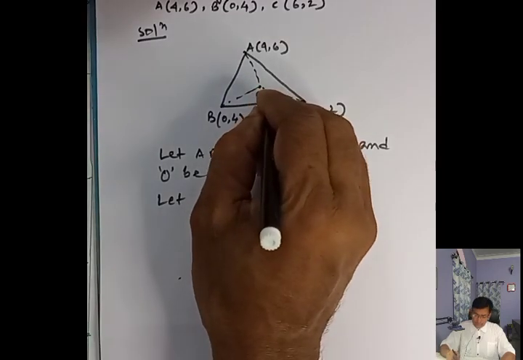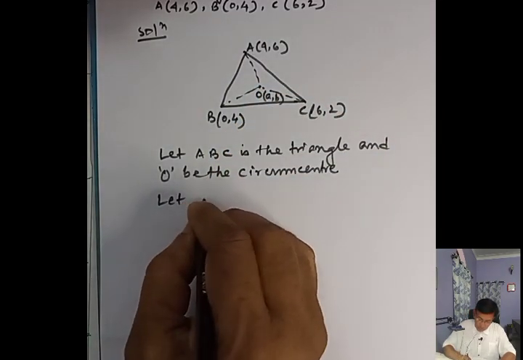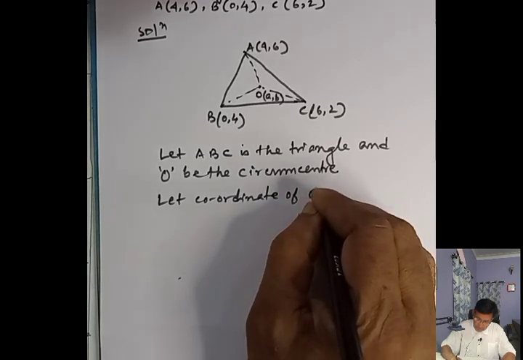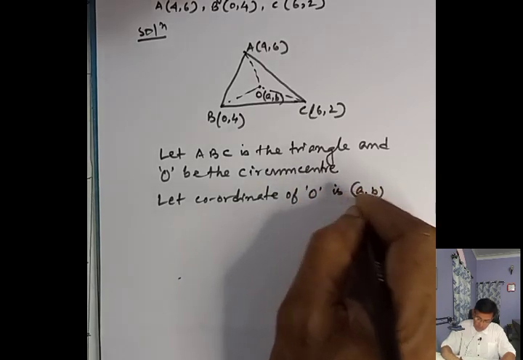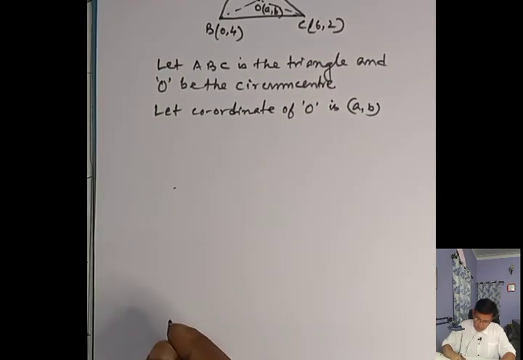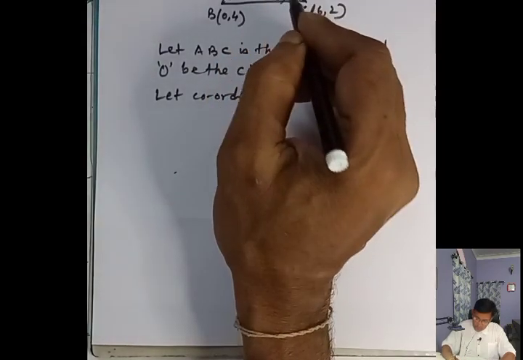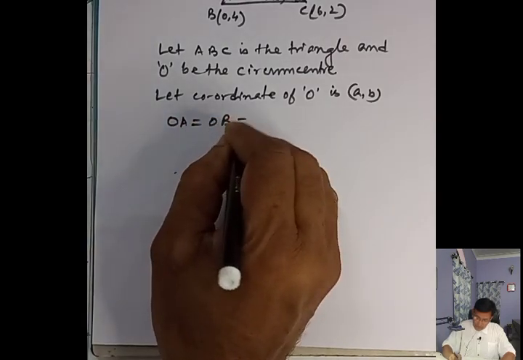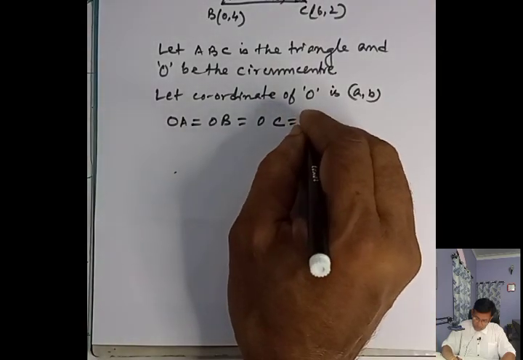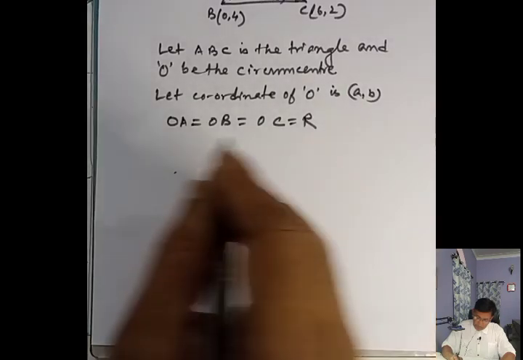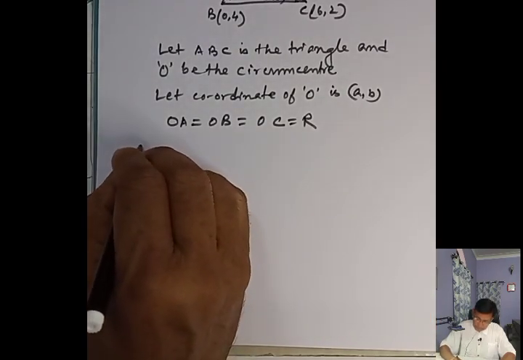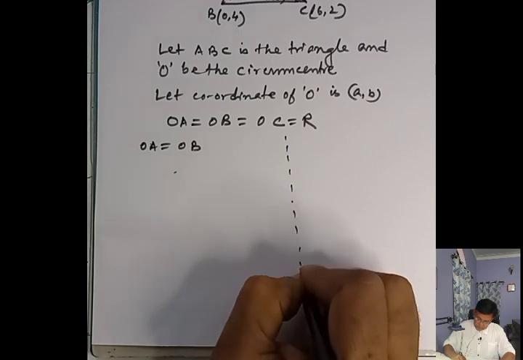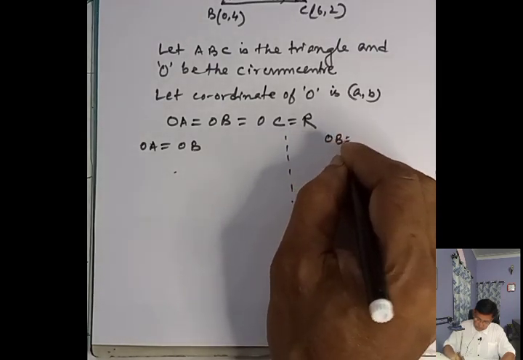So when this is the circumcenter O, let the coordinates of O be (a, b). Since this is the circumcenter, OA is equal to OB is equal to OC, which is equal to the radius of the circumcircle. Now OA is equal to OB, I am dividing the page, and OB is equal to OC.